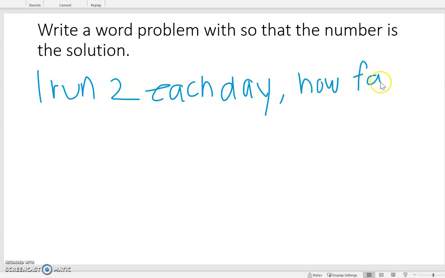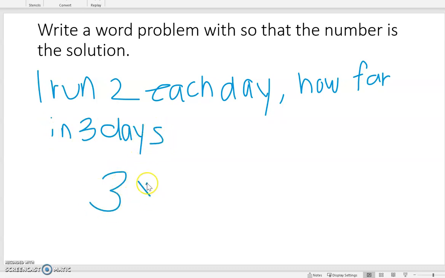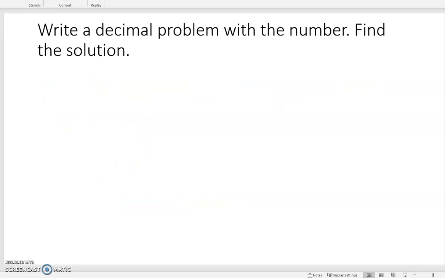Now to get my answer for this problem, I would take the amount of days that I'm running, so 3 days, multiply it by the number of miles I'm going. Again, the solution to this problem is 6, which is the number my project is based on.